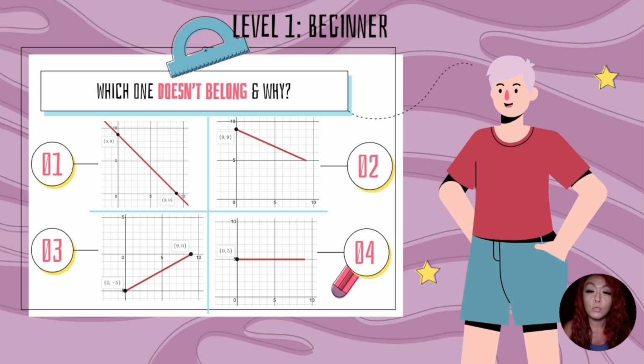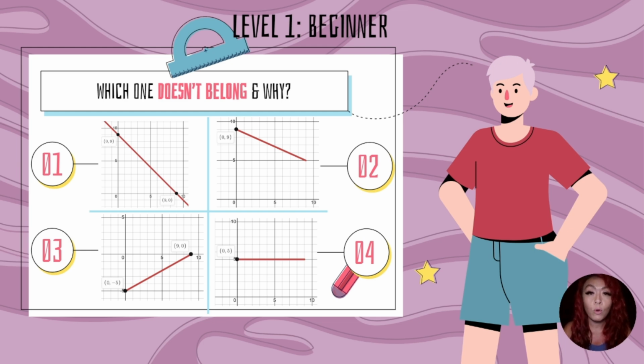Some of you may have chosen number 1 because it's the only graph of a line that extends through the entire graph, making it infinite. Some of you may have chosen number 3 because it's the only graph that has a positive slope. Some of you may have chosen number 4 because it's the only one that's a graph of a horizontal line, so it's the only one that has a slope of 0.